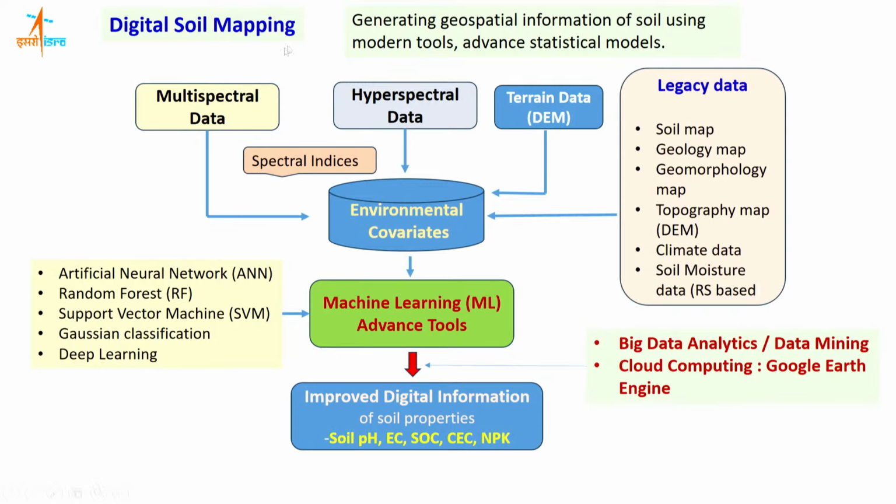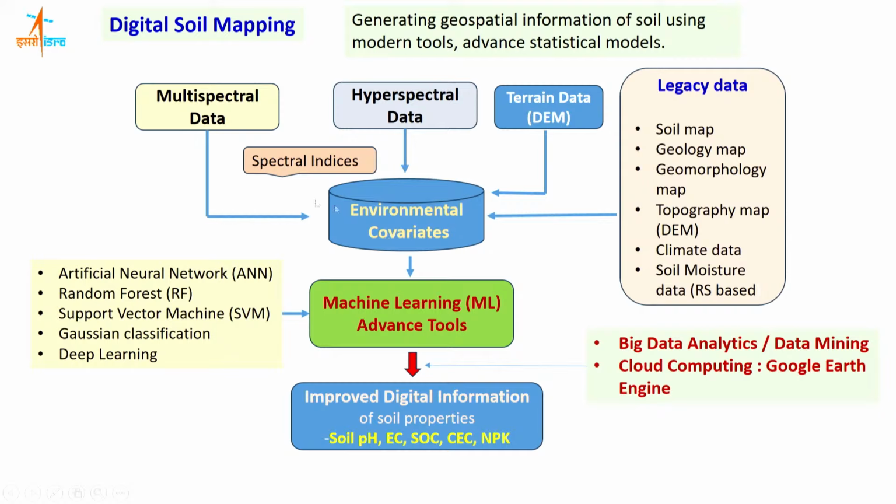In digital soil mapping, we use multispectral data for generating the environmental covariates. Hyperspectral remote sensing, if available, we can use. We can use the digital terrain model, DEM, legacy data or old soil maps, geology map, climate data, soil moisture maps also. So here your aim is to get many more maps, many more information, in quantitative terms, not in qualitative but quantitative terms.